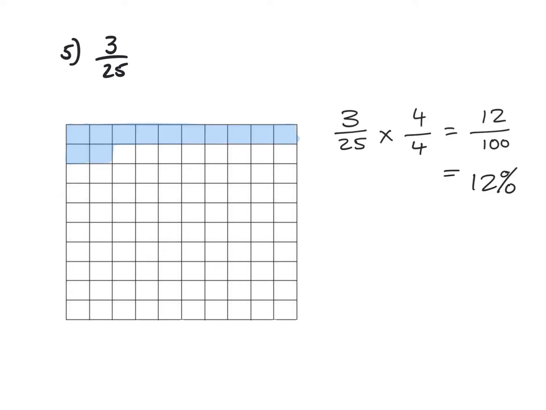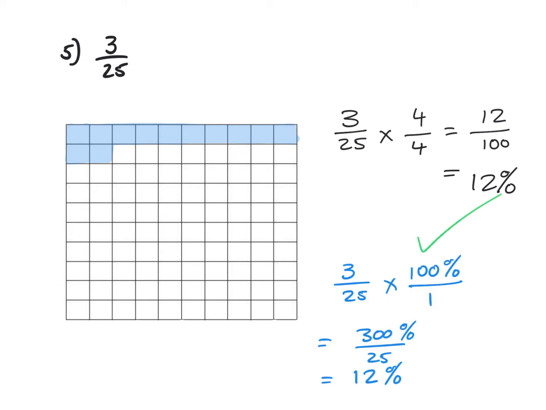Alright, well, how did you go? Well, 3 over 25, I need to multiply 25 by something to arrive at 100. So 25 multiplied by 4 gives me 100. And what I do to the denominator, I need to do to the numerator. So 3 multiplied by 4 gives me 12 over 100. I've put those into my squares, and that gives me the pictorial representation. And then clearly I know that 12 over 100 is equal to 12%. And if you did all of that, well done.